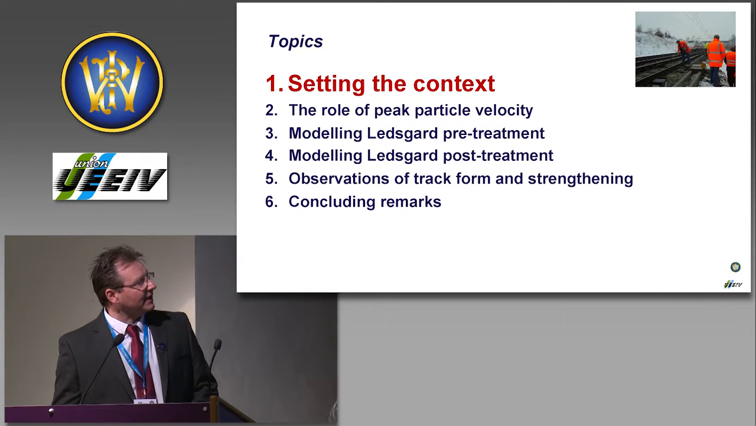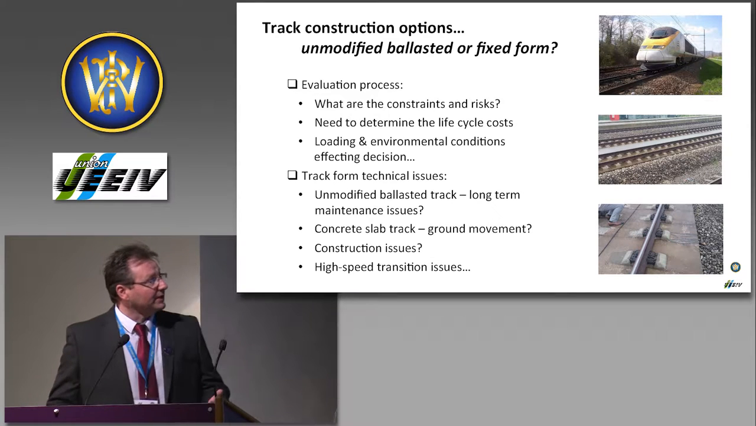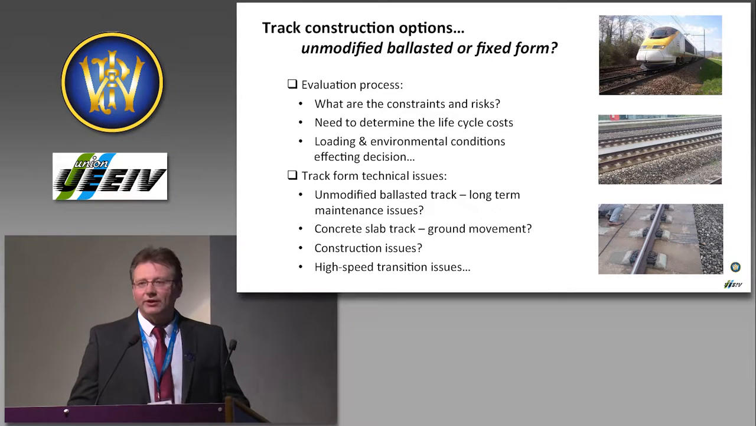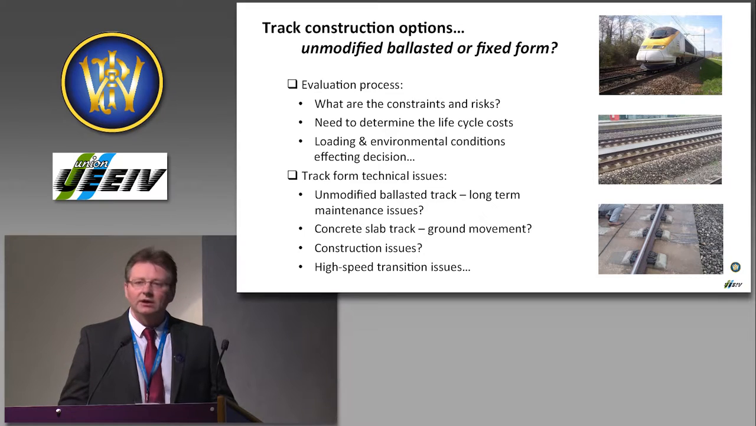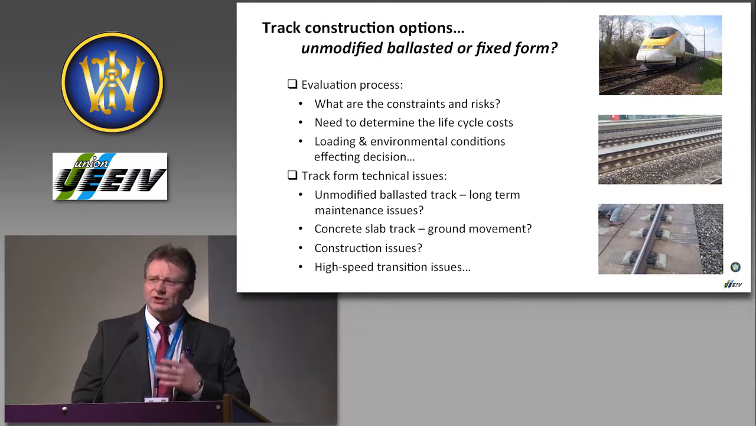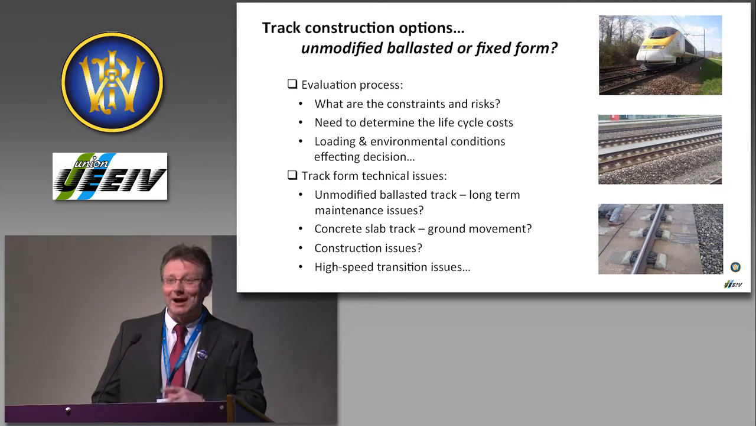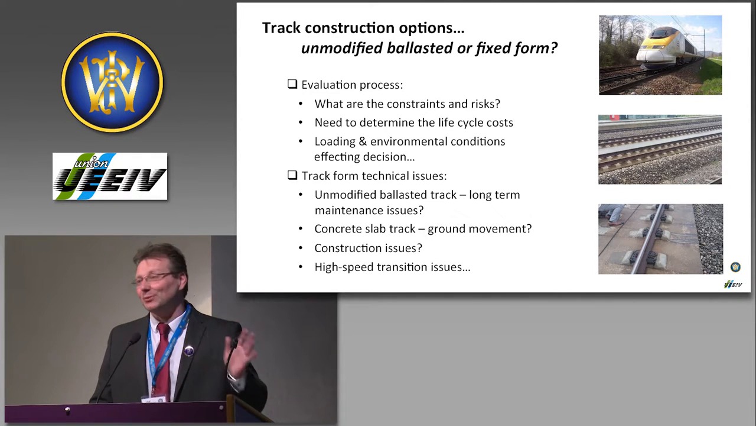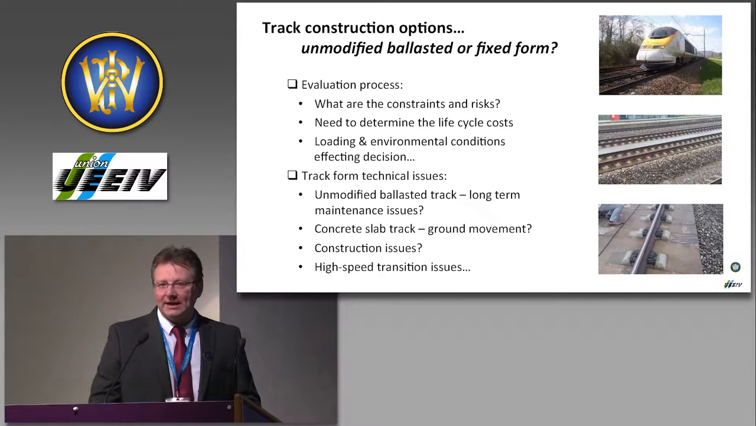So setting the context. Well, when you're looking at ballast or slab, what is the evaluation process? There's lots of things, of course, but some of the things are, what are the constraints and risks? Life cycle costs, we've heard a lot about this morning. Loading and environmental conditions. Track form issues, and when I talk about ballast, I'm going to talk about unmodified ballast. So ballast in its pure form, if you like. No reinforcement in it, no geogrids, no polymers, no nothing. Just ordinary ballast.